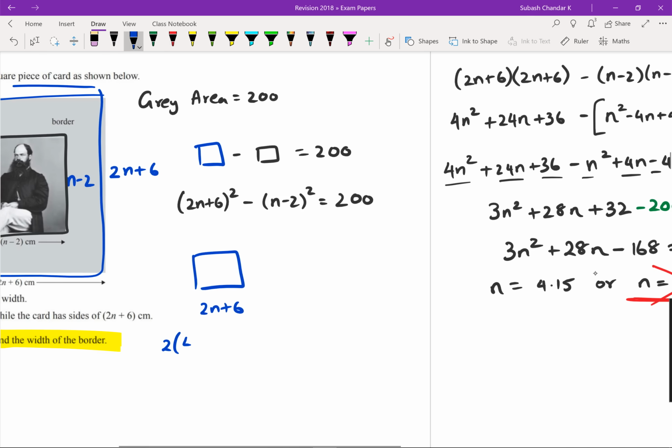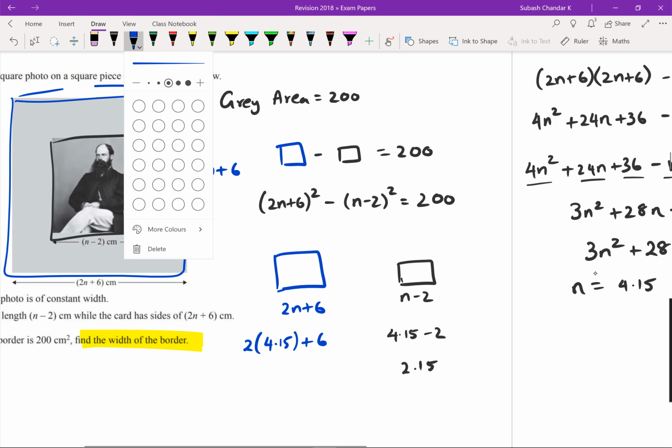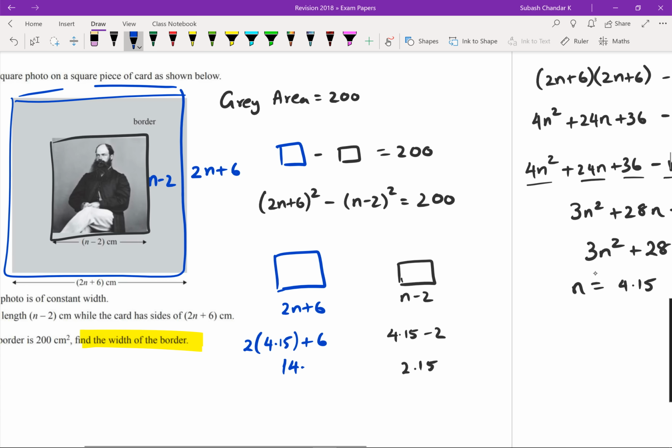So if I do that, I get 2 times 4.15 plus 6 as the base of the blue square. As for the base of the black square, it's n minus 2, so it's going to be 4.15 minus 2. With the black one I've got 2.15. The next one I'm going to get is 8.3 plus 6, which is, oh, hang on, 14.3.